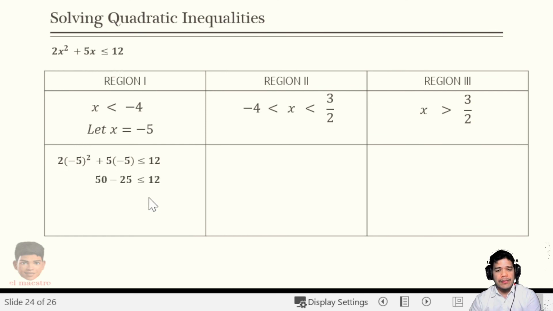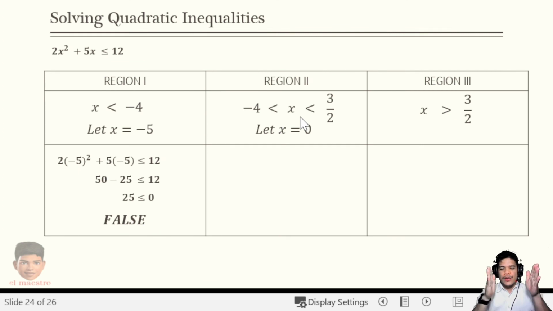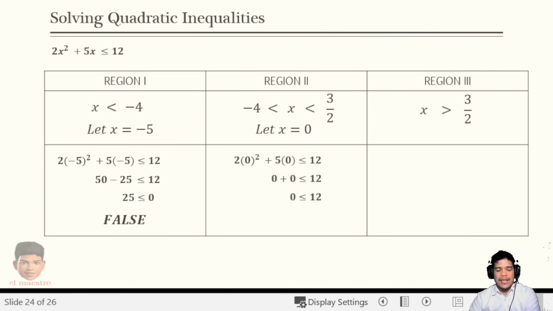So, 50 minus 25, that is equal to 25 is less than or equal to 0. Is 25 less than or equal to 0? False. So, region 1 is false. Remember, region 1 is false. Next, let x equal 0. Sabi ko kanina, kung yung region na yun, andun si 0, gamitin natin si 0 para mas madali. So, substitute and you will have 0 is less than or equal to 12, which is true. So, region 2 is true.